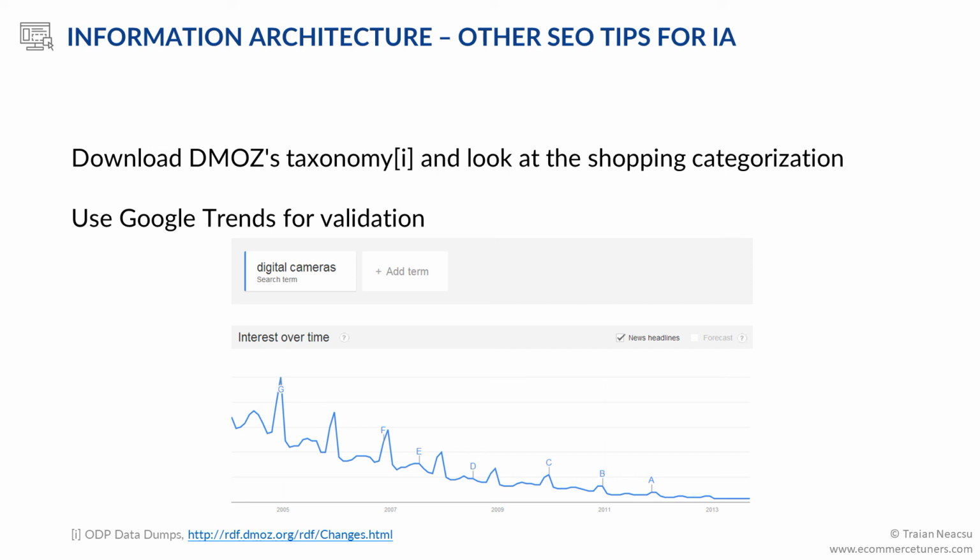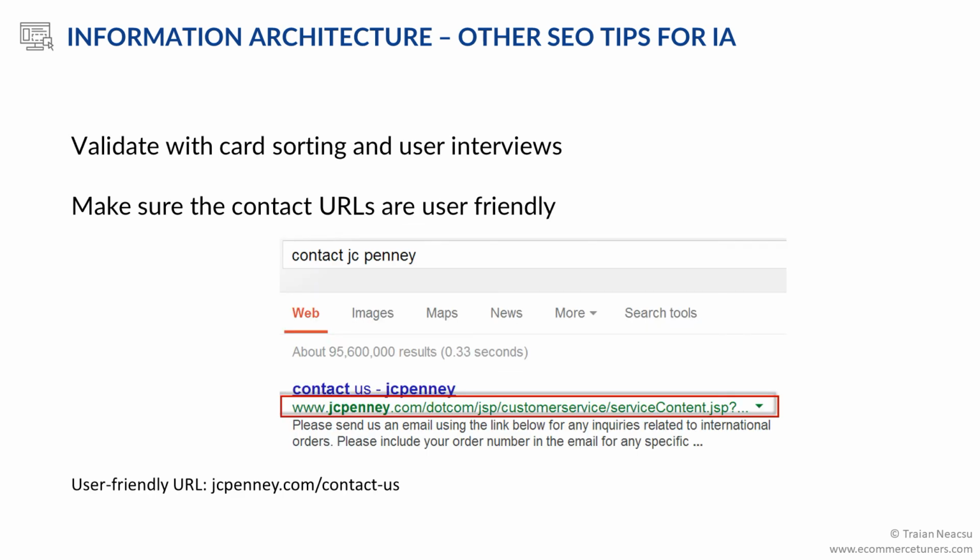When choosing category names, use Google Trends to check whether there's a steep drop in what people search online over time. In this image, notice how the interest in digital cameras trends downwards. Maybe this has to do with mobile phones that yield increasingly better pictures. Don't create the website hierarchy solely on keyword research data. Validate with cart sorting and user interviews. Nowadays, you can easily do that online, so you have no excuses not to.